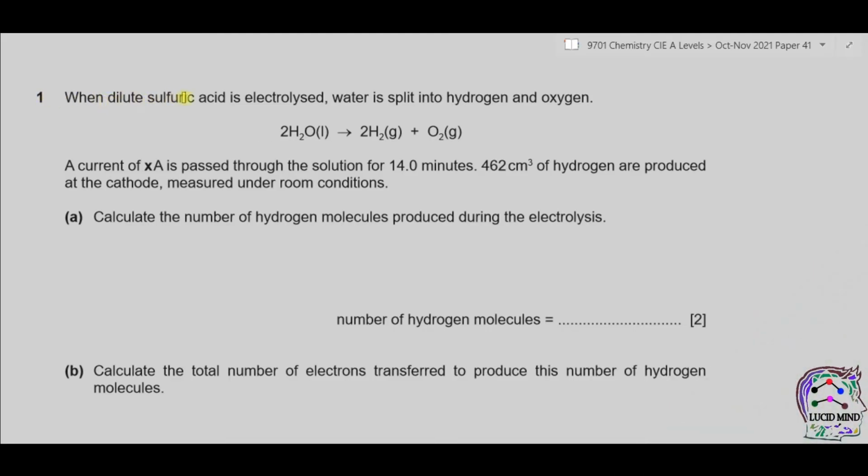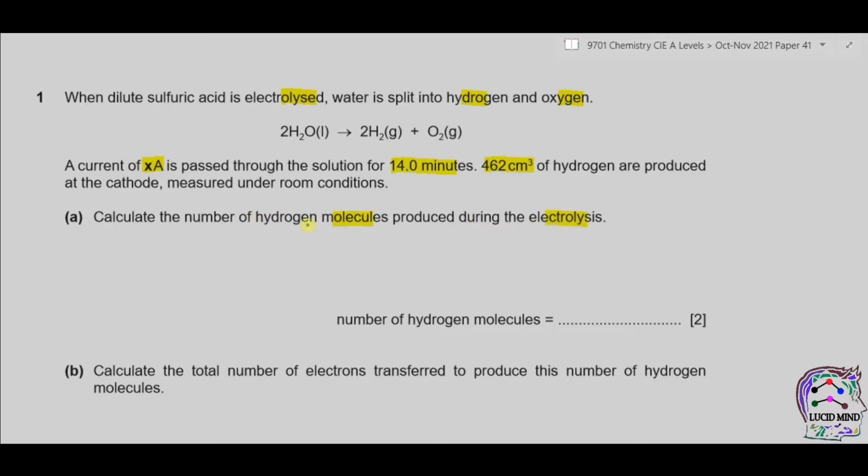Question 1. When dilute sulfuric acid is electrolyzed, water is split into hydrogen and oxygen. This is the balanced chemical equation. A current of X amperes is passed through the solution for 14 minutes. 462 cm³ of hydrogen are produced at the cathode, measured under room conditions. A. Calculate the number of hydrogen molecules produced during the electrolysis.